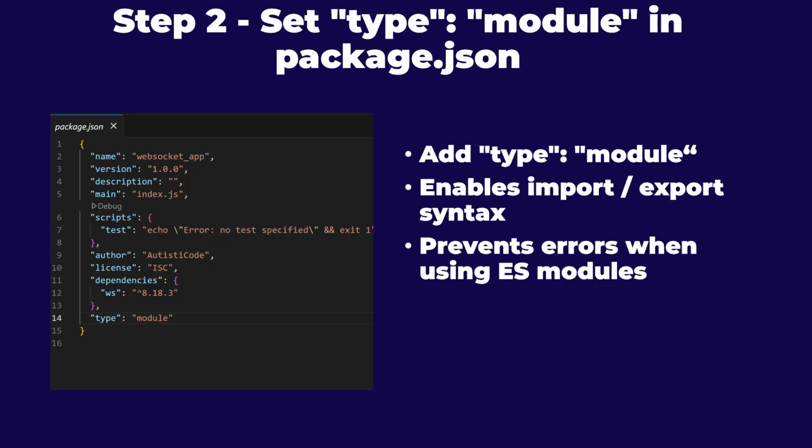Before moving on, there's an important step. In your package.json file, add type module. This tells Node.js to treat your files as ES modules, so you can use import and export instead of require. Without this setting, Node will throw an error when we try to import the WebSocket library.